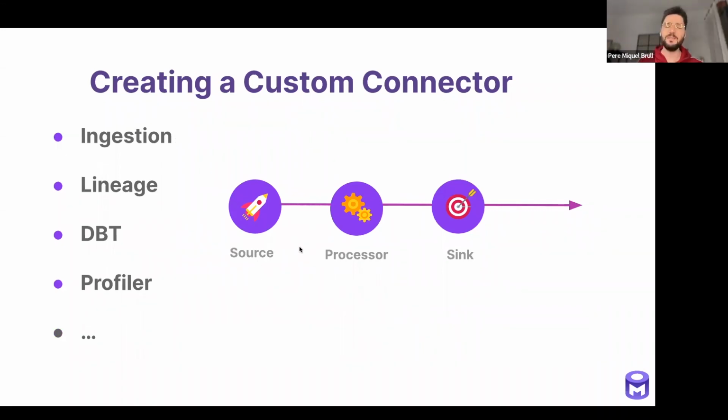How do we extract the information from my internal systems? And how do I do the transformation? How do I do this translation from the metadata from the source into the OpenMetadata standard?